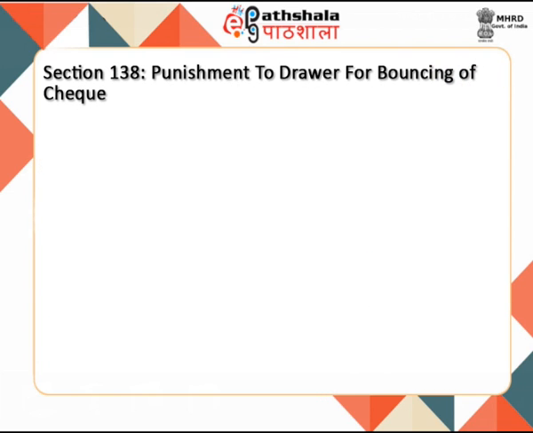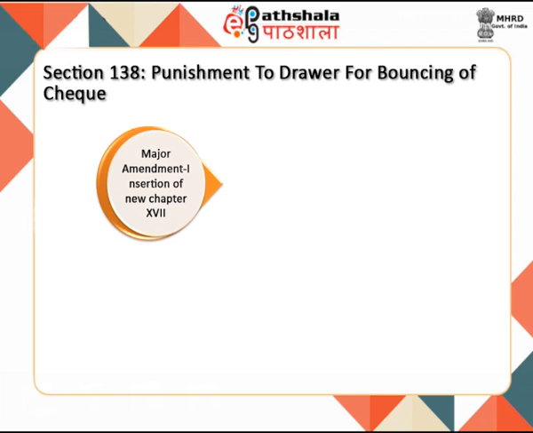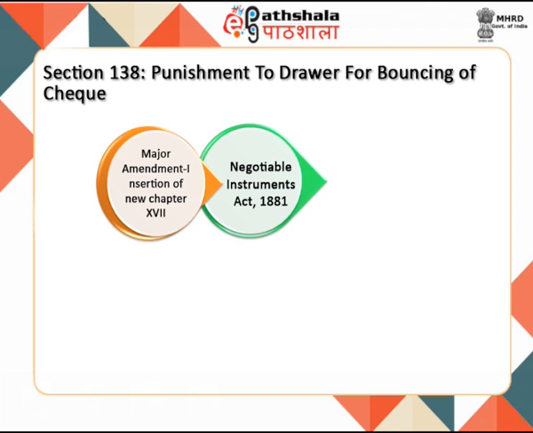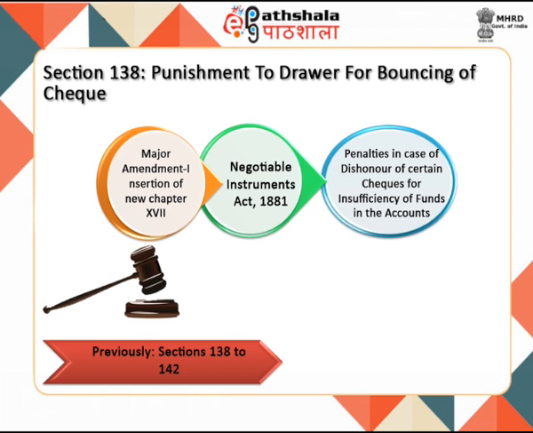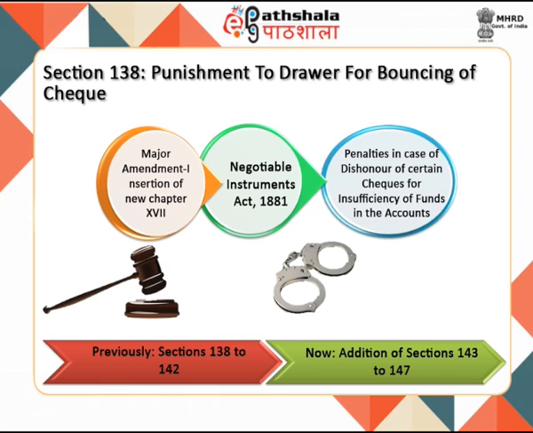Next is section 138, which is about punishment to drawer for bouncing of a check. A major amendment was the insertion of a new chapter, Chapter 17, in the Act, whose heading is Penalties in case of dishonor of certain checks for insufficiency of funds in the accounts. This chapter contained five sections, sections 138 to 142. Since then, more changes have been made in the provisions of this chapter, including an addition of five new sections from 143 to 147.